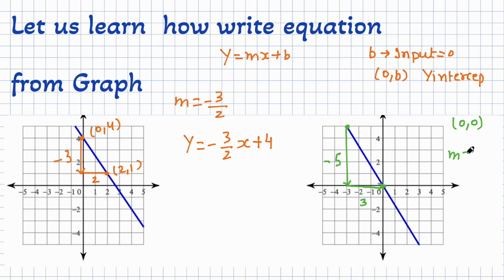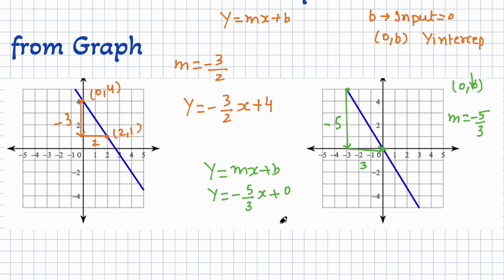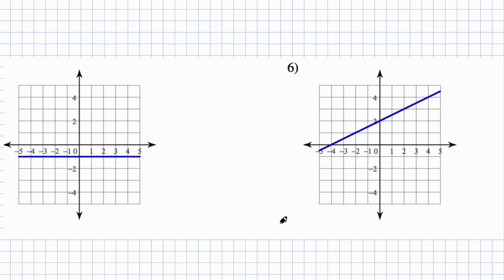So what is the slope here? -5/3. The initial value is 0. So the equation is, let's put the values in mx + b, y = -5/3 x + 0. Okay. Now let's see another example.